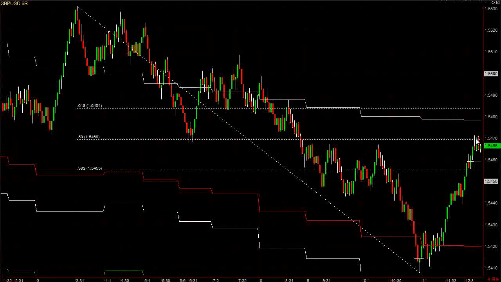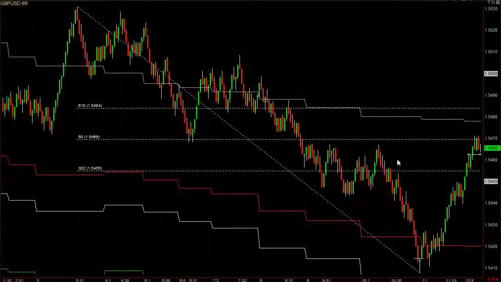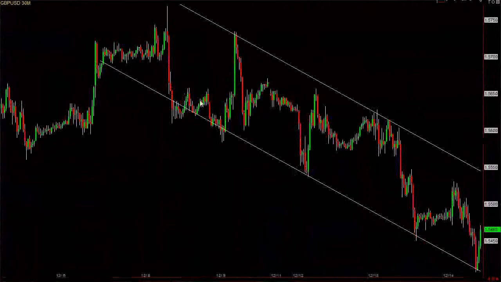If it goes sideways right here for a while and doesn't go up, you would clearly want to move your stop up, underneath these bars right here and lock in more profit. But that's how you find this type of trade. Let's look at some other examples.